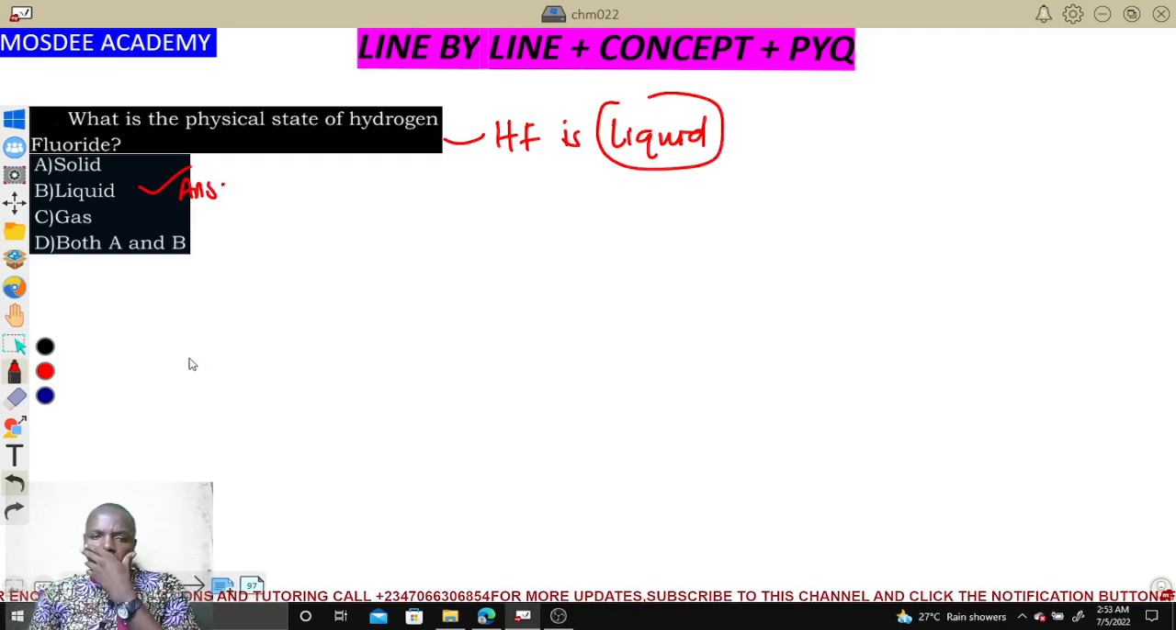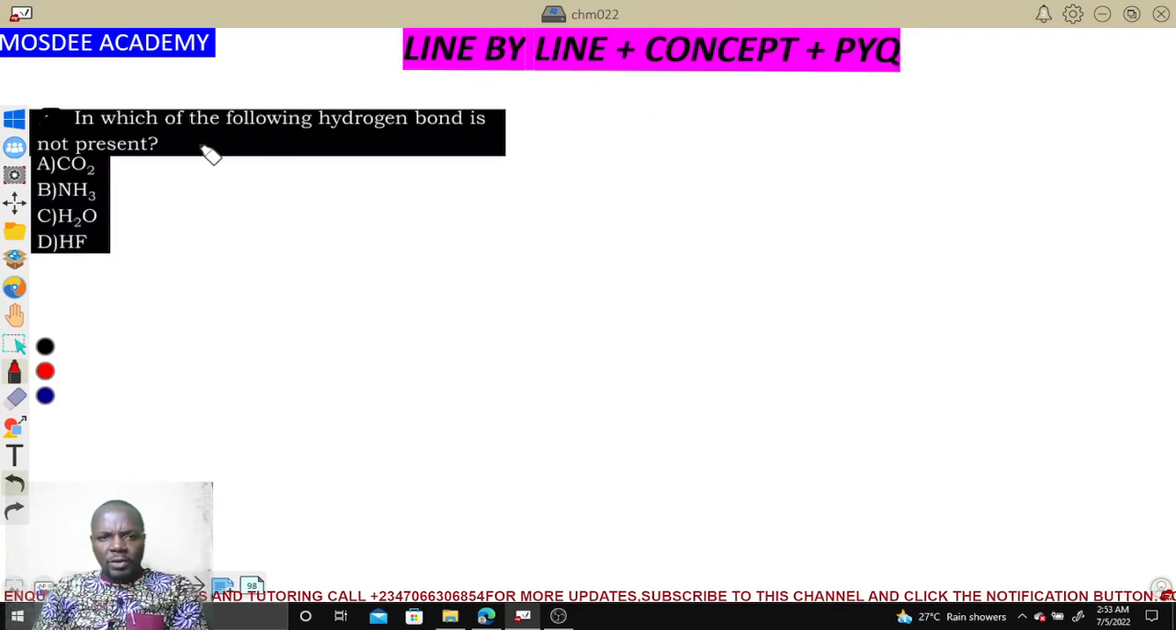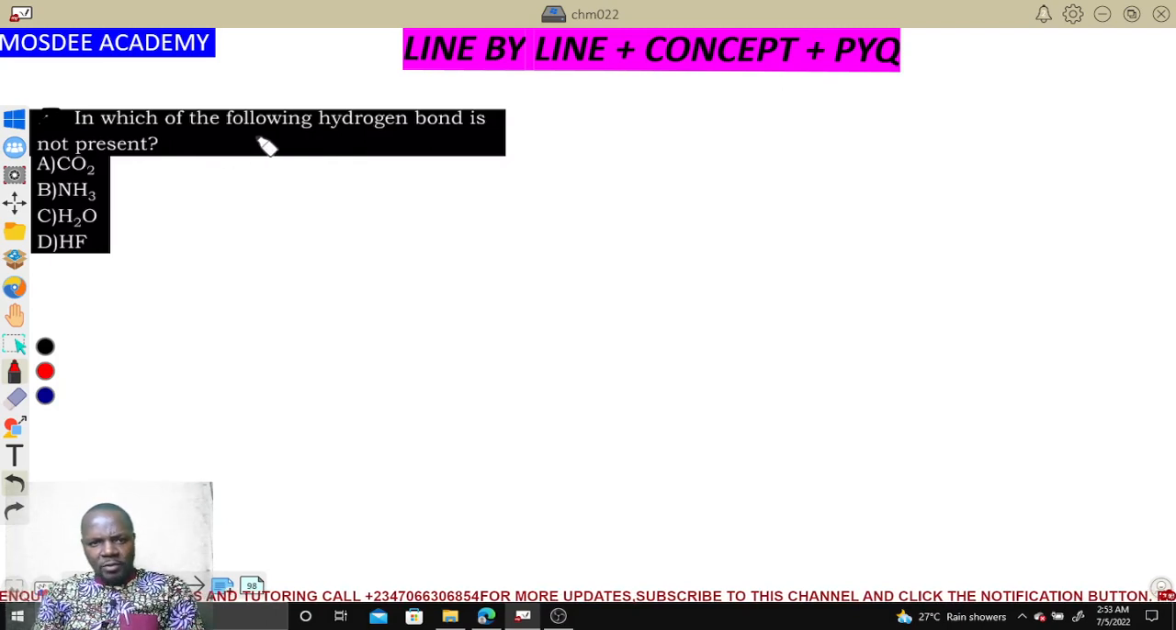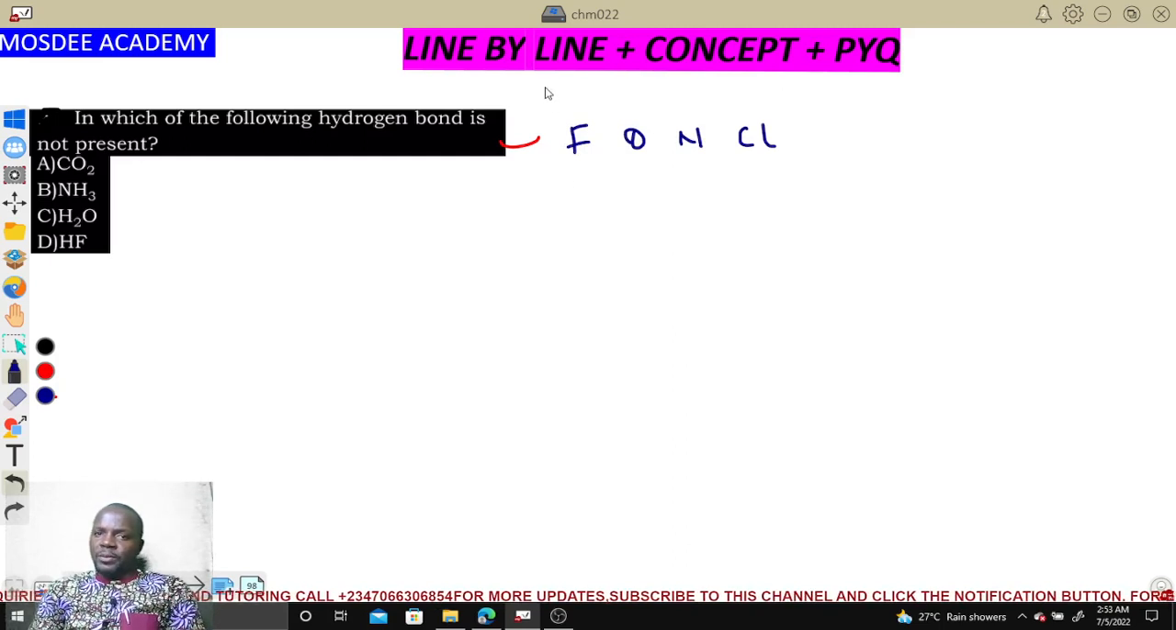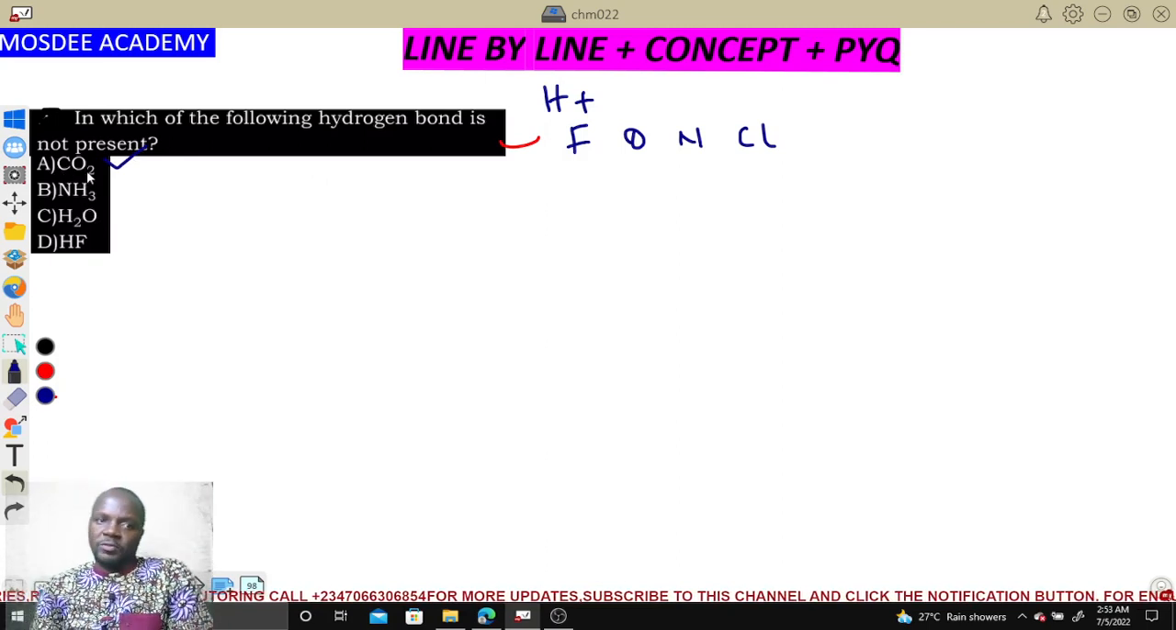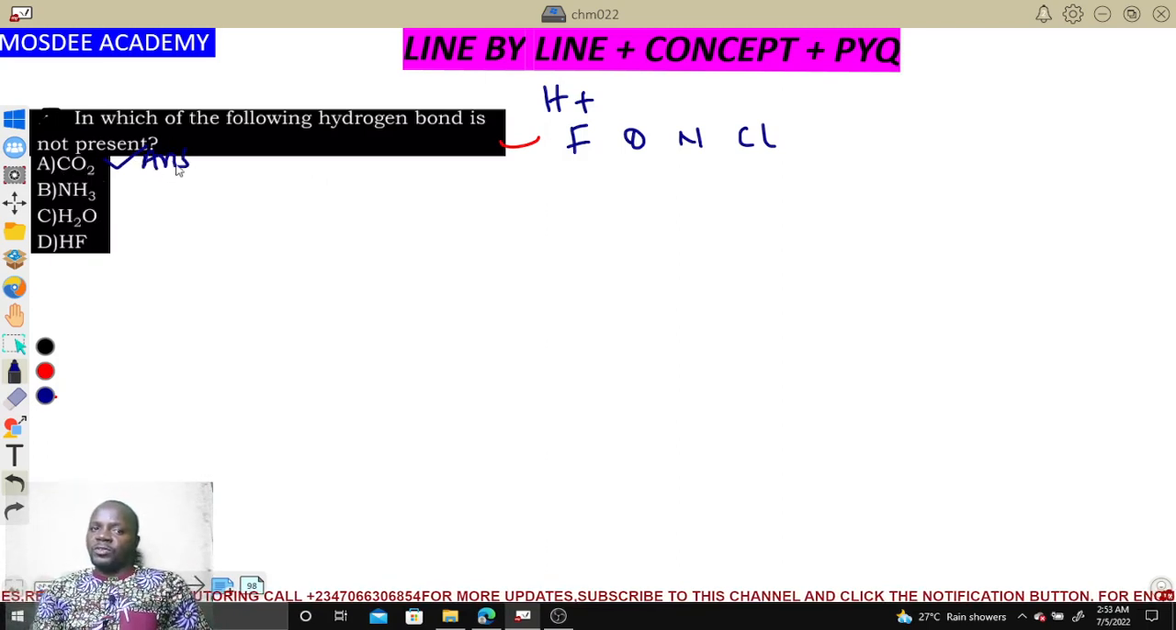The next one. In which of the following is hydrogen bond not present? Hydrogen bond is an interaction between hydrogen and any other highly electronegative element. I've given you the trend before. So hydrogen plus any of these is what we call electronegative. So you can see how this one is forming. I didn't put C here plus hydrogen. Hydrogen is not even present here. So this is the answer to this.